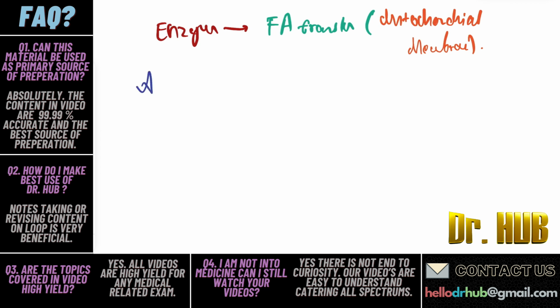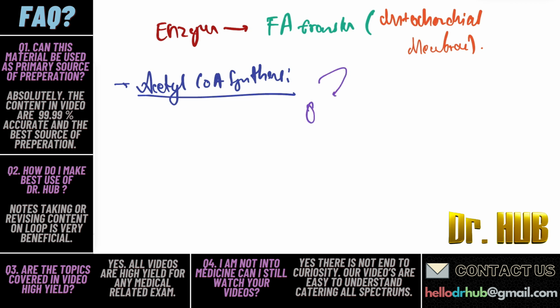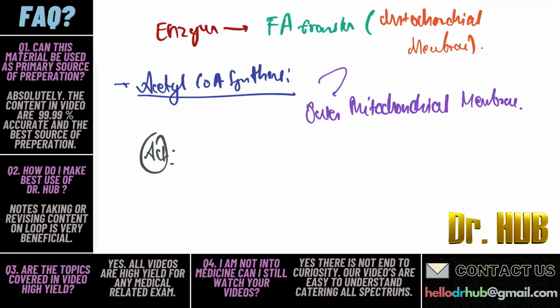First we'll be looking at the acetyl-CoA synthase. In terms of the acetyl-CoA synthase, what is the site of action? The site of action is the outer mitochondrial membrane. So what is the action of this? The action is it converts the fatty acids to the acyl-CoA.